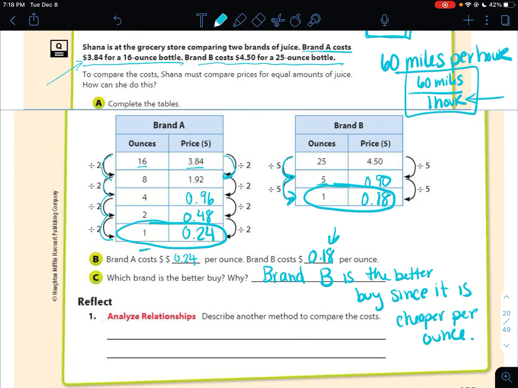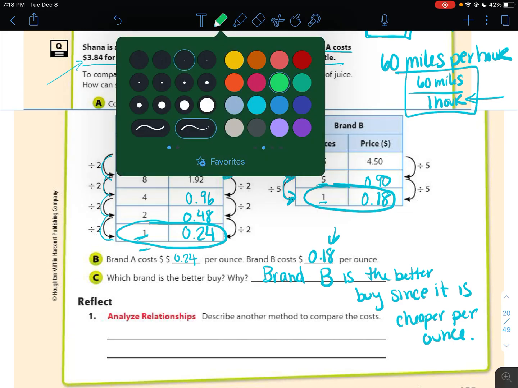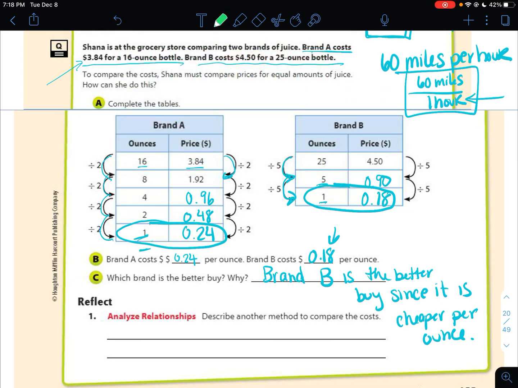Okay, so see how when we got down to the same thing in our ounces, it's very easy to compare those two. So that's the point of doing all of that. These tables are nice and great, and you can keep cutting things down, but I like to give you the faster way because I know you're busy and you've got a lot of things to do. So an easy way to do this is if I want to get 16 ounces down to 1 ounce, I could have just jumped right to 1 ounce by dividing by 16.